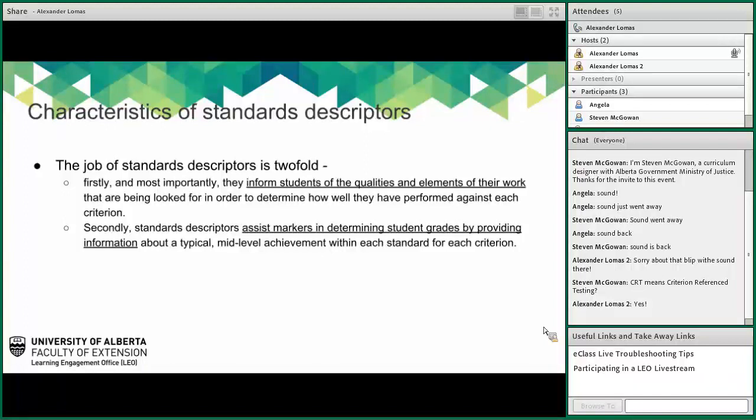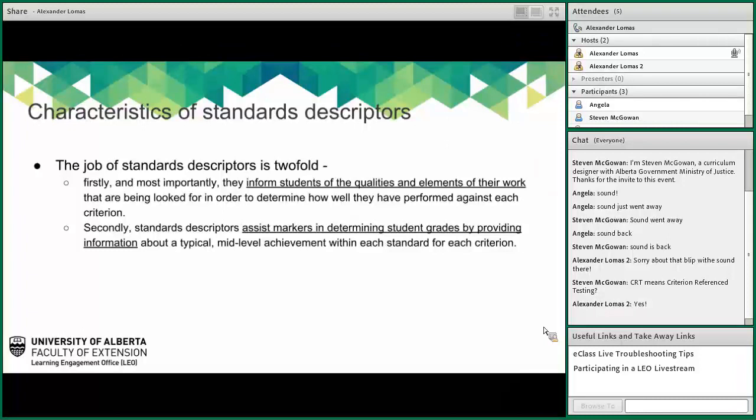So the characteristics of the standard descriptors. So the standards, so if you remember, the criterion are the things that are running along the side, and the descriptors are the things that are in the center. So the job of the descriptor is to do two things. First, they inform students of the qualities and the elements of their work. And they're looked for in order to determine how well they have performed against each criterion.